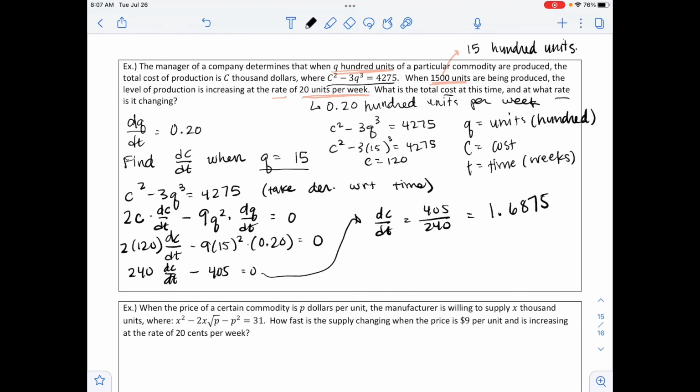And again, we need units. This is in cost per time since it's dC/dt. Our cost, if you look up above, is in thousands of dollars, so $1,000, and we're going to say per week.